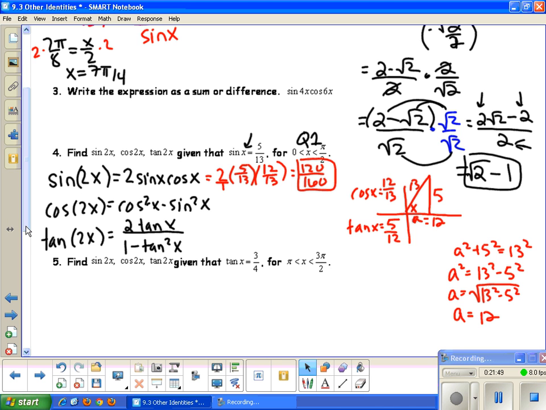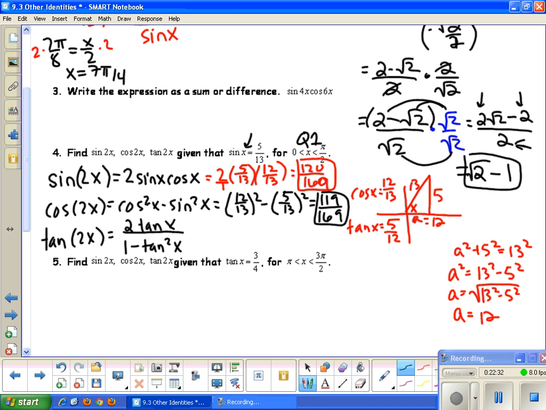If I do the cosine double angle formula, this is equal to cosine squared, which is 12 over 13 squared, minus my sine squared, which is 5 over 13 squared. When I do this, I can use my calculator, hit my math fraction key, and get 119 over 169.